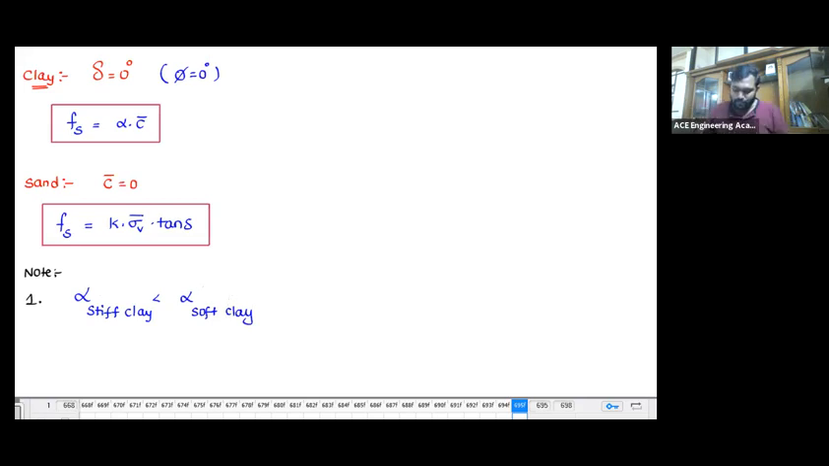The second point is, the skin frictional resistance we develop in bored piles is more than the skin friction developed in friction piles. Okay. So why is it that a bored pile has more friction than the driven pile?